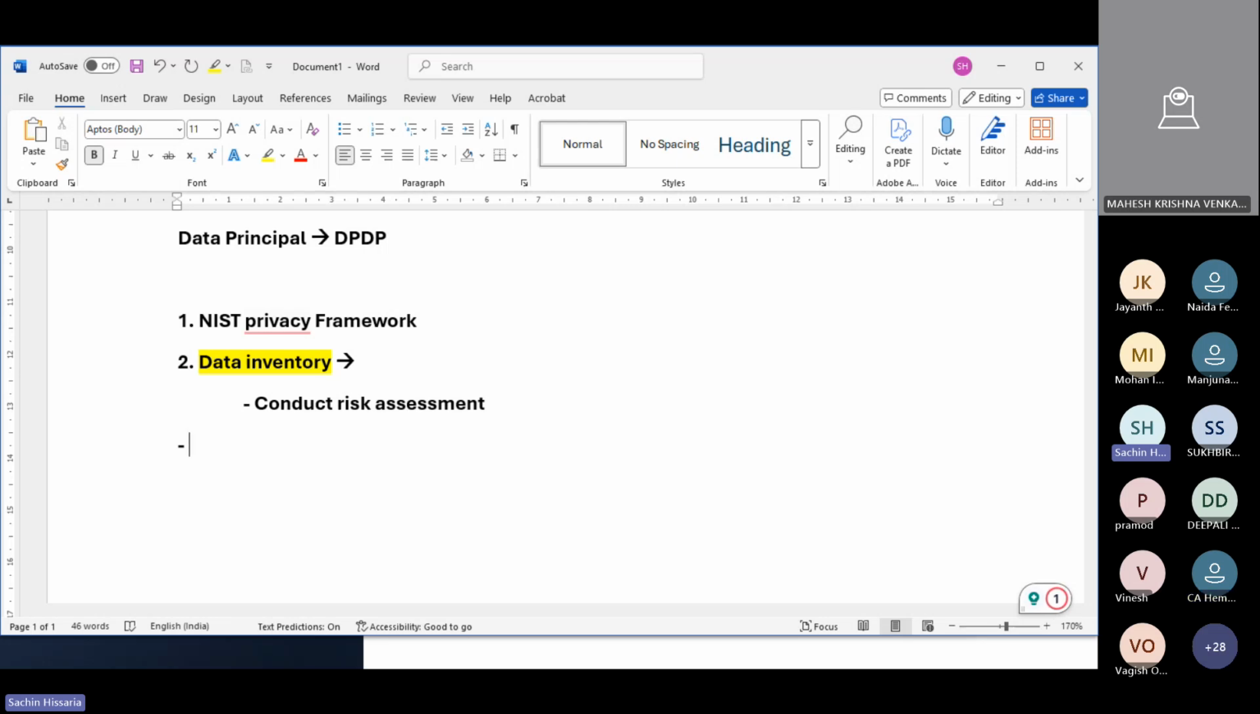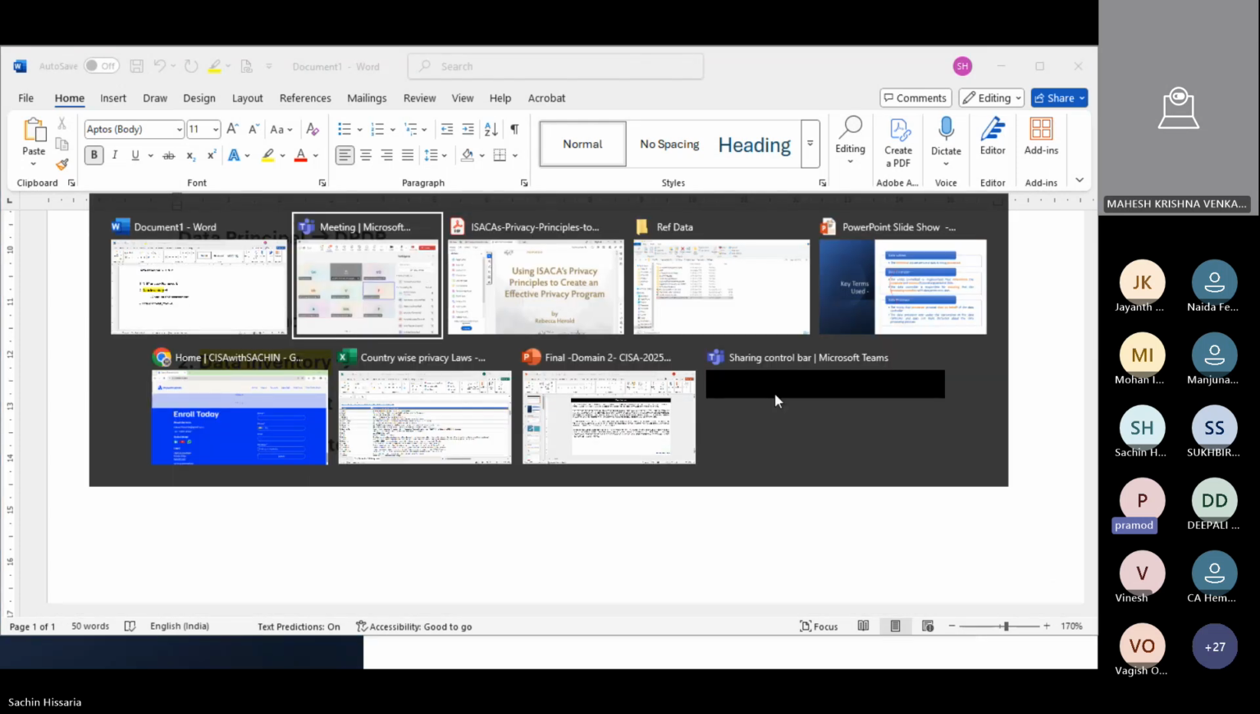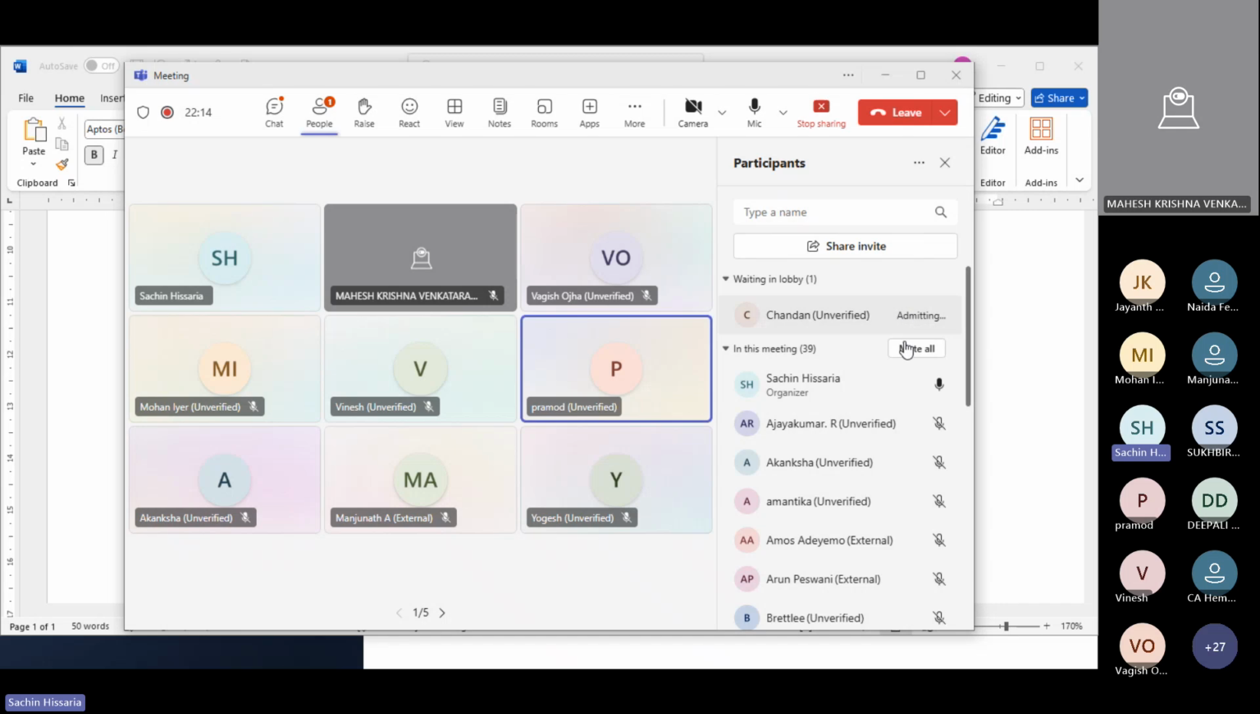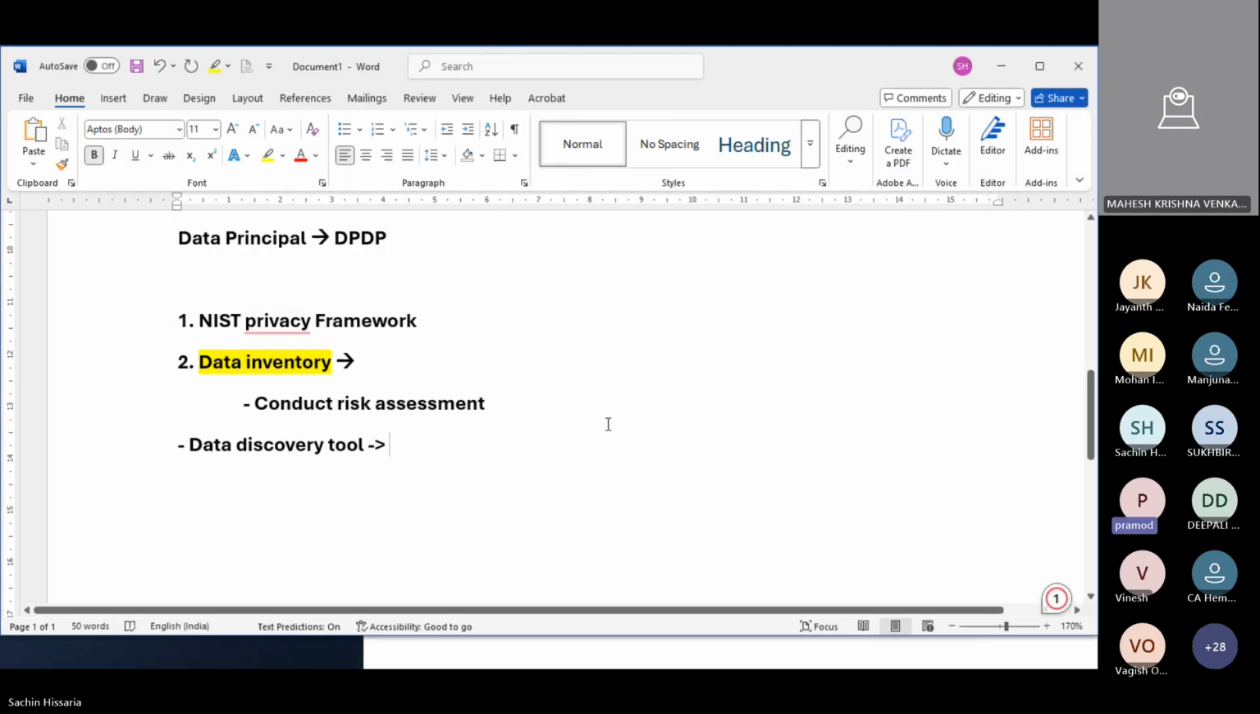For example, before you implement a control, first you need to understand the total population or the total universe that is there in our organization. By any chance, are you aware that certain data discovery tools are available in the market? Yes, Varonis is doing it, Forcepoint. We call it DSPM, data security posture management tools. So, likewise Varonis, we have Forcepoint also, which gives these DSPM capabilities.